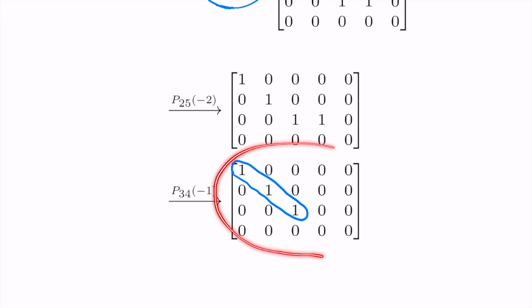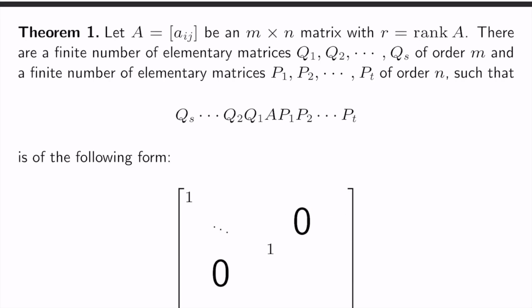This form of matrix is sometimes called the normal form of the matrix. And any matrix can be transformed into this form by some appropriate choices of elementary operations, row or column. So this is the goal of this video, that is to prove this theorem.